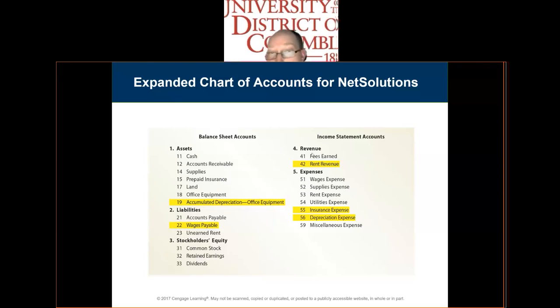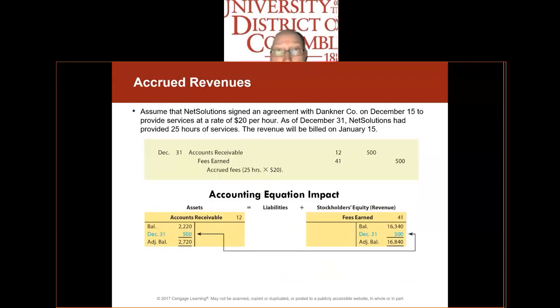And then, of course, on your income statement, you have your revenues and your expenses. Typically, these are listed either in alphabetical order or by the balances that they have. Now, you'll notice a couple of these are highlighted because they're new to you. We call this the expanded chart of accounts because not all companies have these. These highlighted ones exist because of the accrual-based accounting system. If you had a cash-based accounting system, you wouldn't see these highlighted ones. Just wanted to point that out.